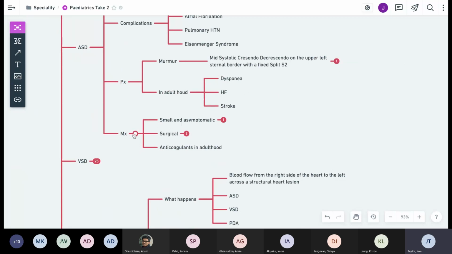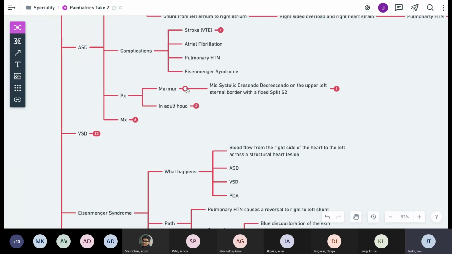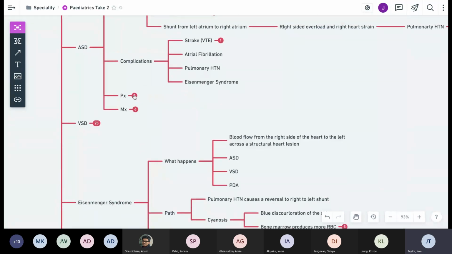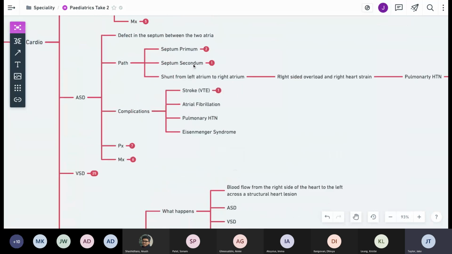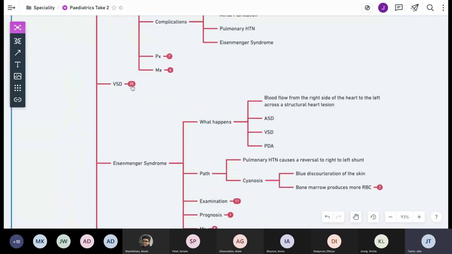Okay, so now that we've done ASD, we're going to go down. So we've done the two of the remnants, so again, ostium primum, ostium secundum. So now let's go on to VSD.